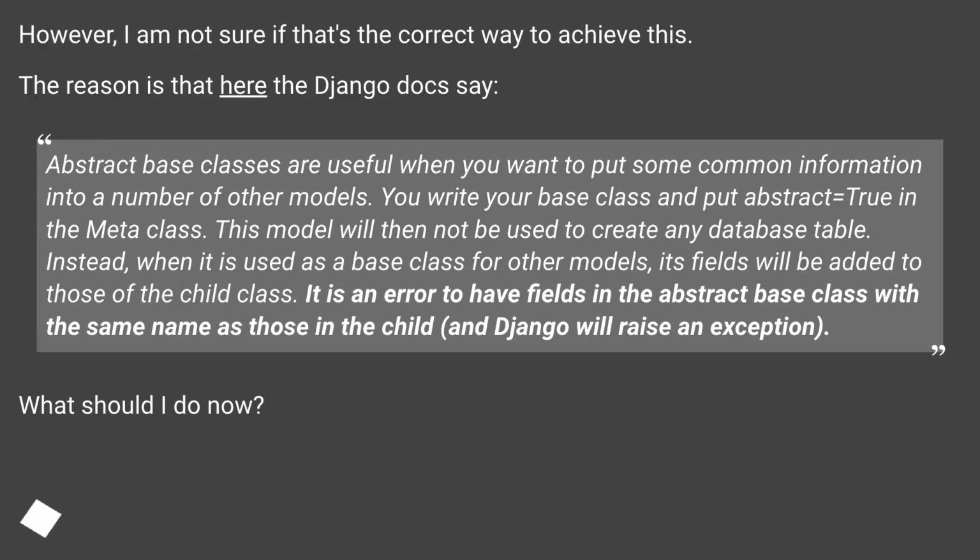The reason is that here the Django docs say, abstract base classes are useful when you want to put some common information into a number of other models. You write your base class and put abstract equals true in the Meta class. This model will then not be used to create any database table. Instead, when it is used as a base class for other models, its fields will be added to those of the child class. It is an error to have fields in the abstract base class with the same name as those in the child, and Django will raise an exception. What should I do now?